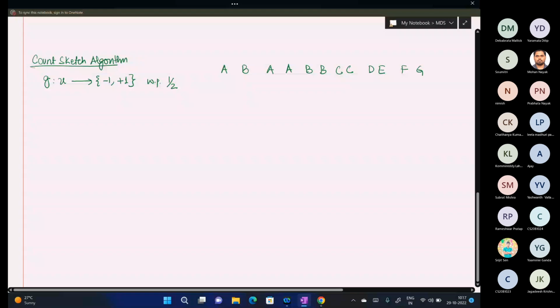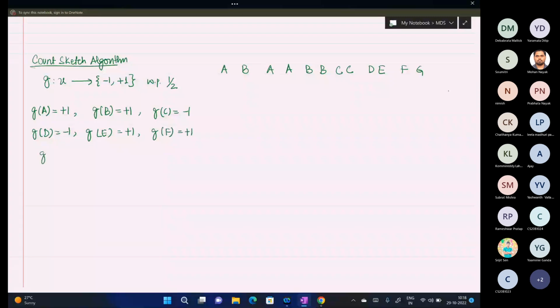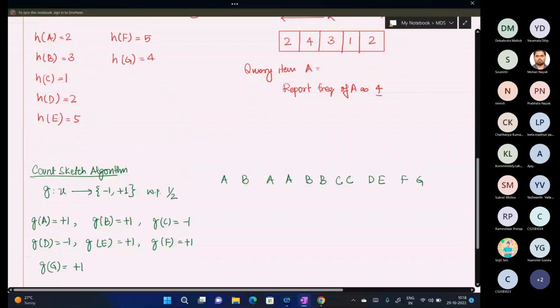Okay. So suppose G of A is +1, G of B is +1, G of C is -1, G of D is -1, G of E is +1, G of F is +1, and G of G is +1. Okay. So suppose our sketch size is 5 as before.